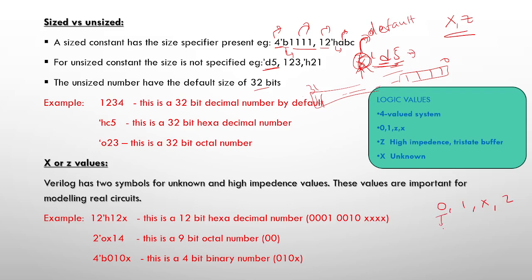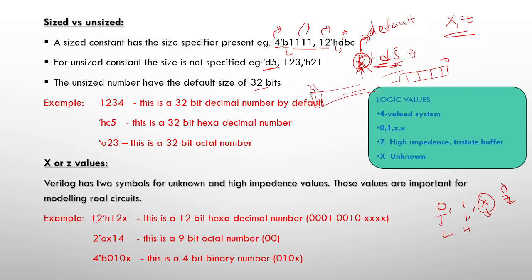0 and 1 are nothing but low and high. Whenever the value is unknown, it is considered as X, and whenever the value is high impedance, it is considered as Z. Basically these are the four values that you will be mostly using in any language. Mostly in Verilog you will be using these four things.